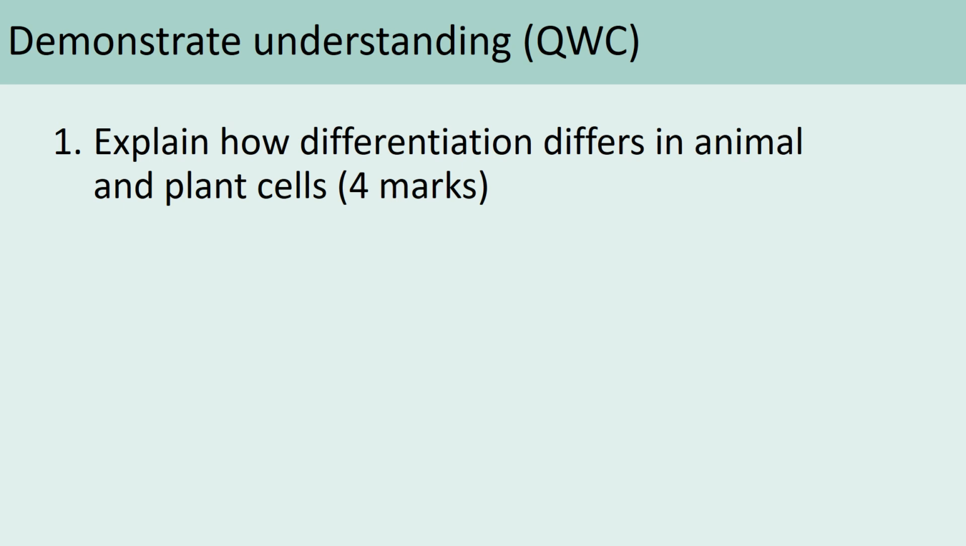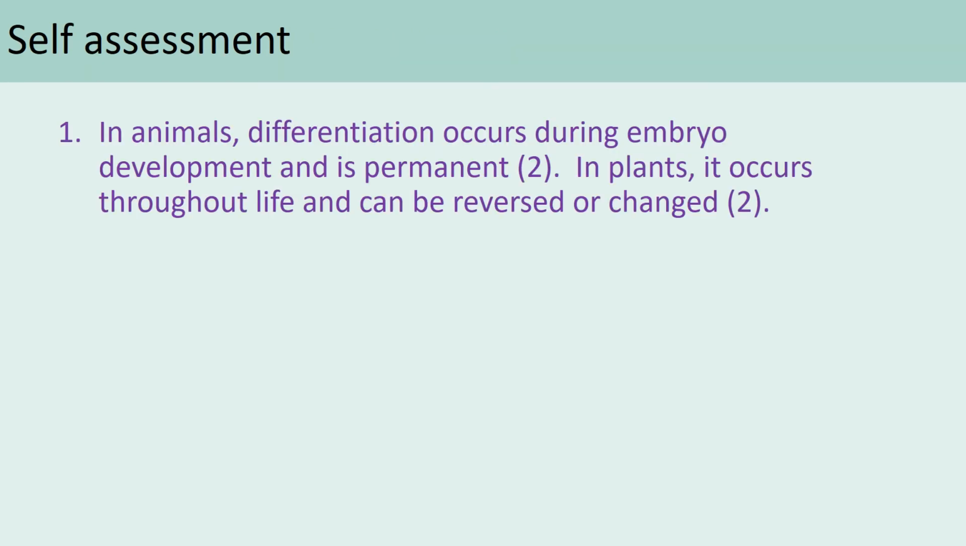Okay, so grab that other colour pen if you have one, and let's have a look at whether we got enough information to get 4 marks. Now, your answer might be slightly different to the one on this slide, but basically, if you have said that in animals, differentiation occurs during development or embryo development, that would be worth a mark. If you said that it is then permanent, where you can't go back, that would be a mark. In plants, it occurs throughout their life, so that would be a mark, and can be reversed or changed would be a mark.